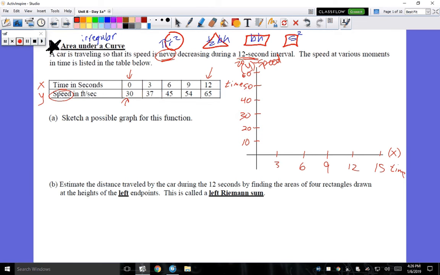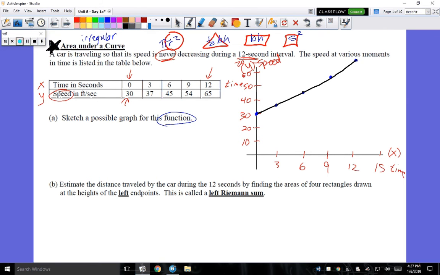So we're going to plot 0, 30 as a point. Go 0, 30, put a dot. Then we're going to go to 3, 37, which is approximately here. Then 6, 45, 9, 54, 12, 65, which is about here. Whatever this graph looks like, it is a function. It does pass the vertical line test. We can say that the graph could possibly look something like this. What we're looking at is just the interval from 0 to 12, so I'm going to stop right at 12.